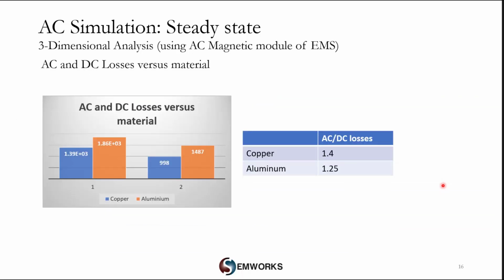AC losses for two different materials, copper and aluminium, which are the most commonly used materials for busbars, are computed and compared to DC losses. We can see that aluminium generates more losses than copper, and this is normal since it has higher electrical resistivity. The ratio of AC over DC losses is around 1.4 for copper and 1.25 for aluminium. In both cases, the ratio is low because the frequency is low and we have a limited number of bars.